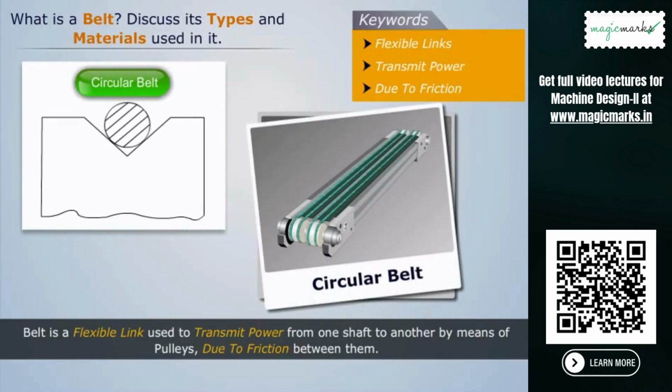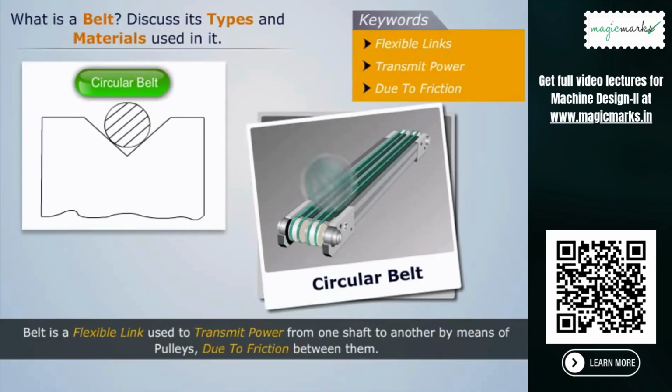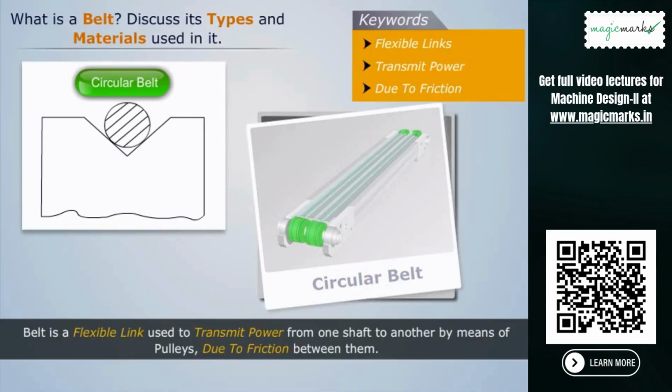Circular belt. Its cross-section is circular, like that of a rope, and is mostly used in factories and workshops to transmit large amount of power from one pulley to another, and the pulleys are at least 8 meters apart.